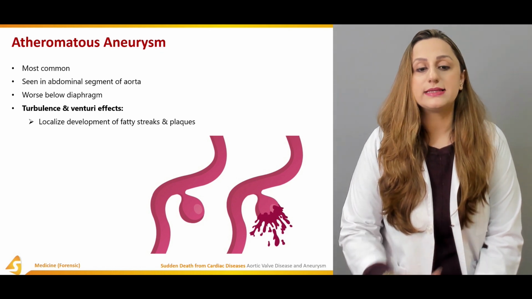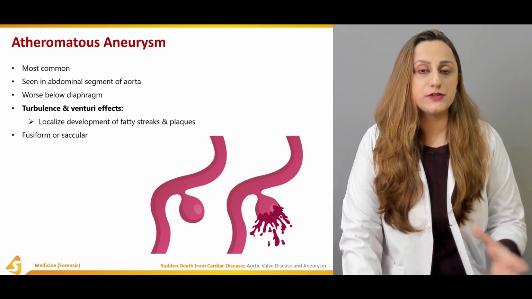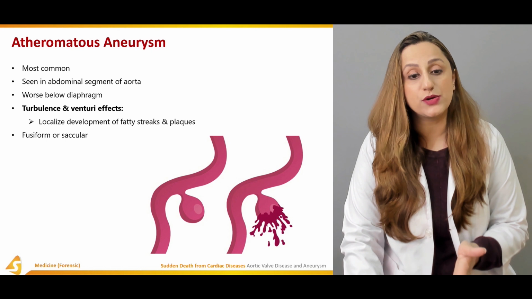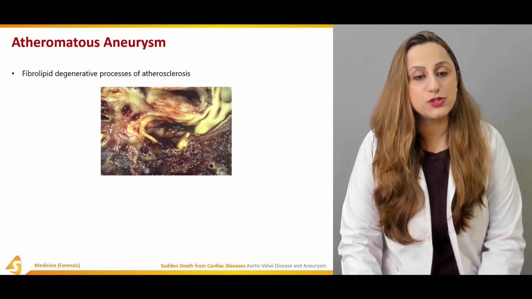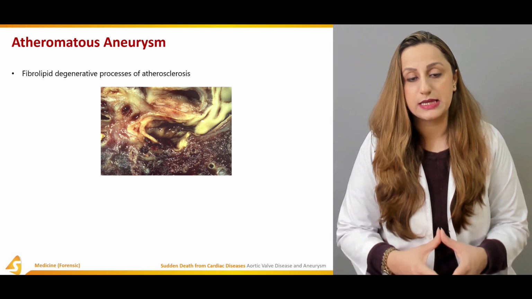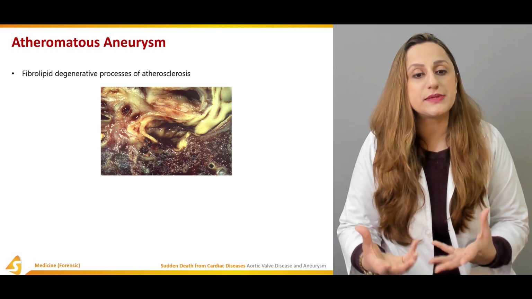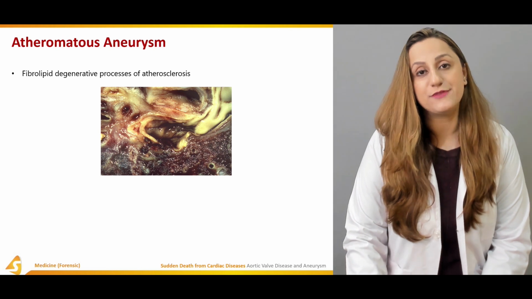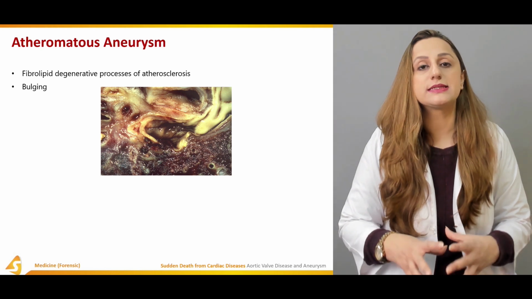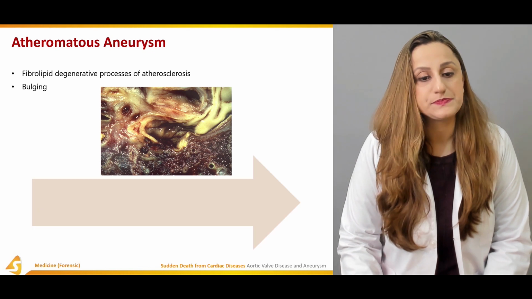They can be localized on the development of the fatty streaks and the plaques. There are a lot of different types of aneurysms, ranging from the fusiform aneurysms to the saccular aneurysms. The atheromatous aneurysms are basically the fibrolipid degenerative processes of atherosclerosis. So it's basically the formation of fibrin along with the lipid content that is going to compromise the vasculature. The bulging is basically caused by this thrombotic phenomenon that is occurring inside the aneurysmal state.